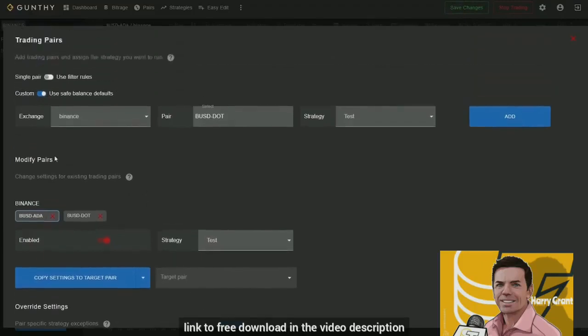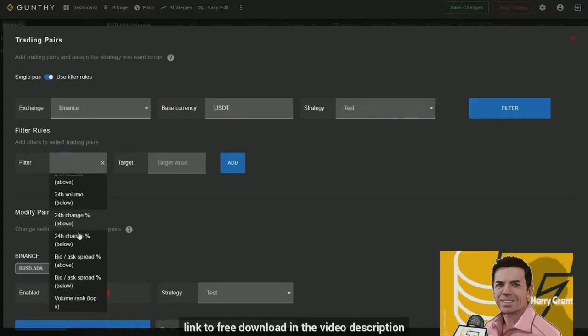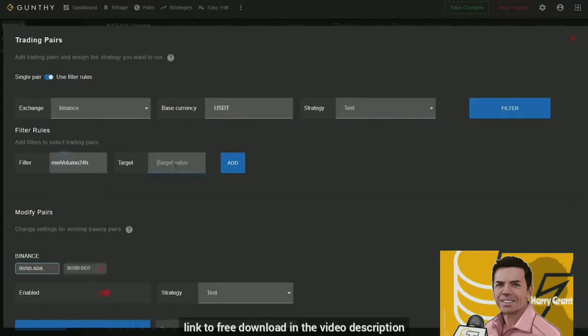Now, another cool thing that you can do with these trading pairs is now you can use filter rules instead of just adding a single pair. So instead of just manually selecting every single pair, I can choose a base currency, I can choose an exchange, and I can choose a strategy, and then I can choose a filter. So let's say that I want the 24-hour volume to be above 100 USDT, or maybe let's put a more realistic value. Let's put something like a million USDT.